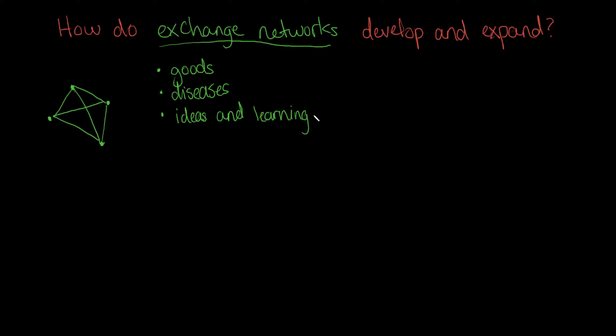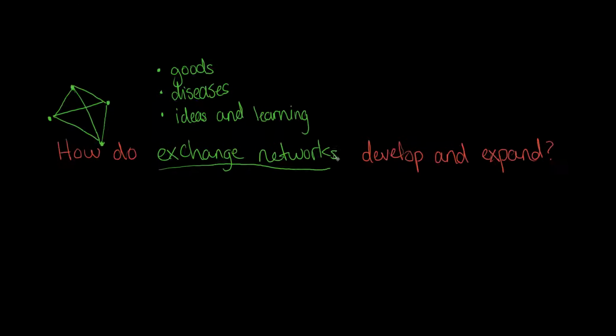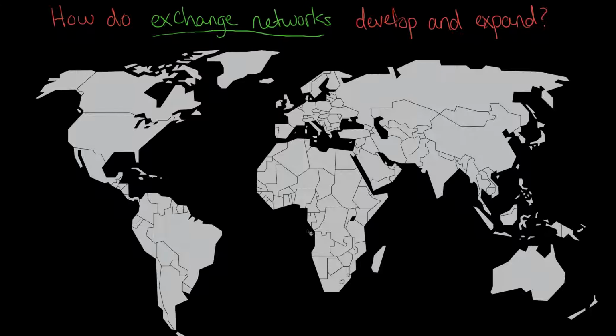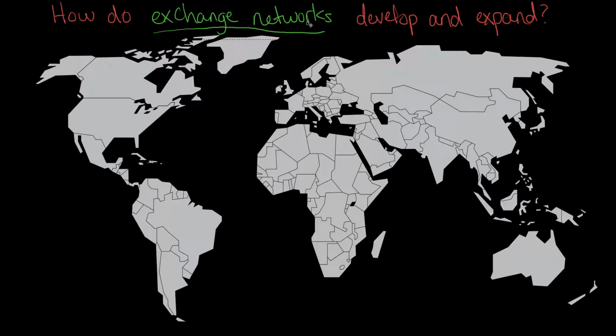So to do that, let's scroll down to our map, and let's copy our question so that we can have it with us. Let's put it back here and get another one and put it down here with our map so that we have it. And let's try to answer this question: how do exchange networks develop and expand? And to answer this, we're going to be looking first at 1492, when Columbus sailed from here to here.